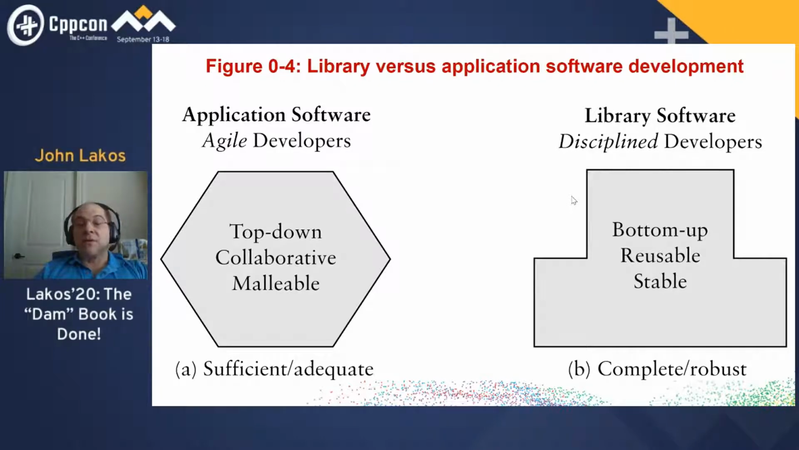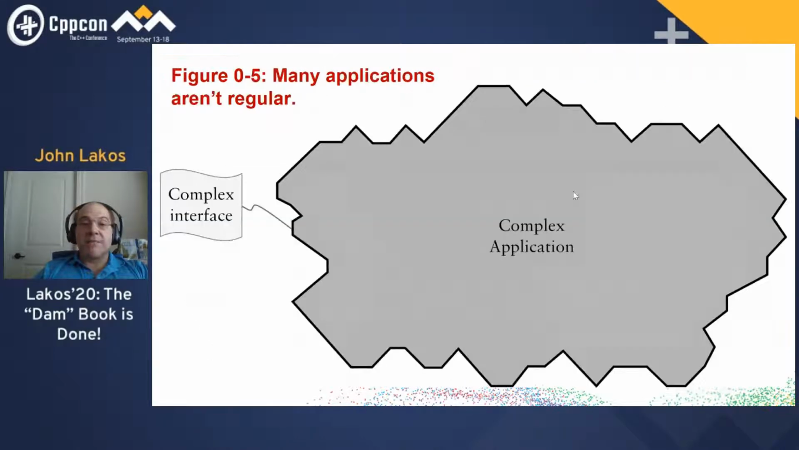The application developer is solving a business problem. The library developer is solving a variety of problems, none of which is specific to any particular business need. All of them add business value. So again, these are very different disciplines.